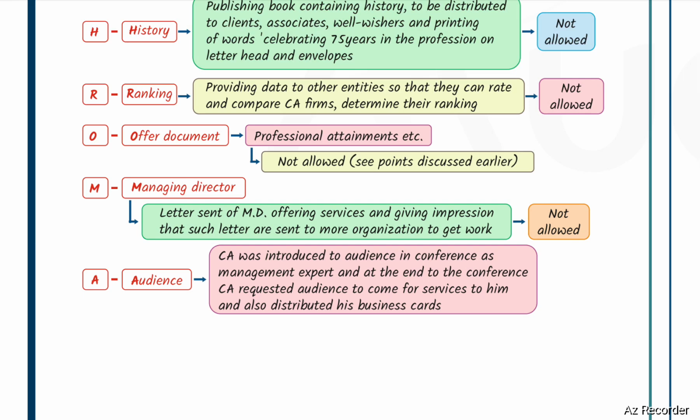Offer document, professional attainments not allowed. Managing director: a letter sent to a managing director offering services and giving the impression that such letters are sent to more organizations to get work is not allowed. Audience: a CA was introduced to the audience in a conference as a management expert, and at the end of the conference the CA requested the audience to come for services to him and also distributed his business cards. Not allowed.